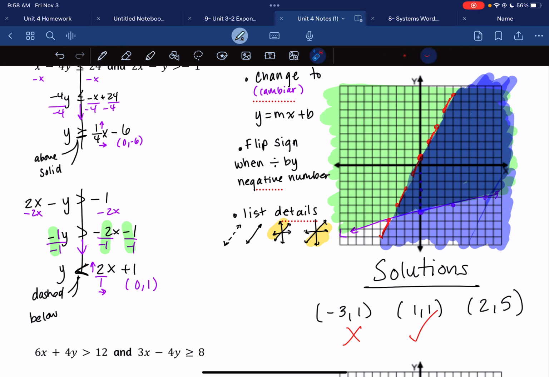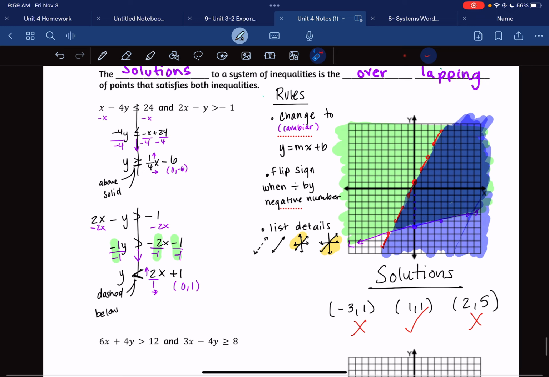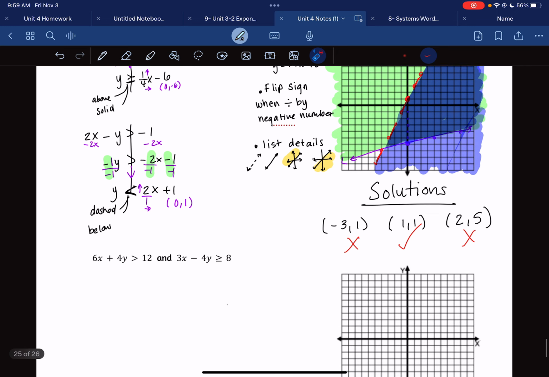Bam. All right, next is 2, 5. So we go 2, so we start here. Here's 2, up 5, bam. Is this a solution? No, it's not a solution because it's on a dotted line, a dash line, right? Points on a dash line can never be considered solutions. If it was on this solid line here, we could take a point from there or here, but we can never take a point from the dash line. All right, so that is how you do that. I'm gonna go ahead and do this next one real quick.